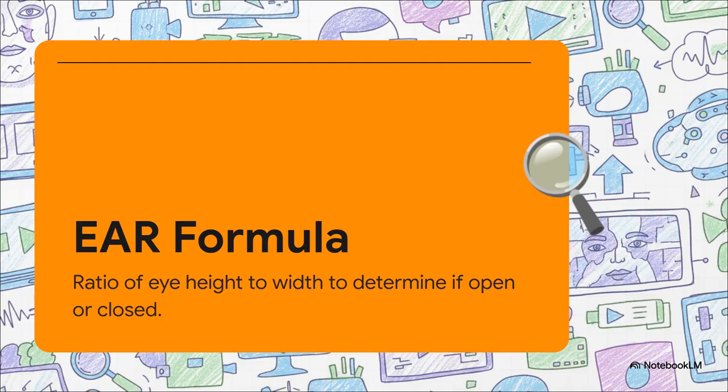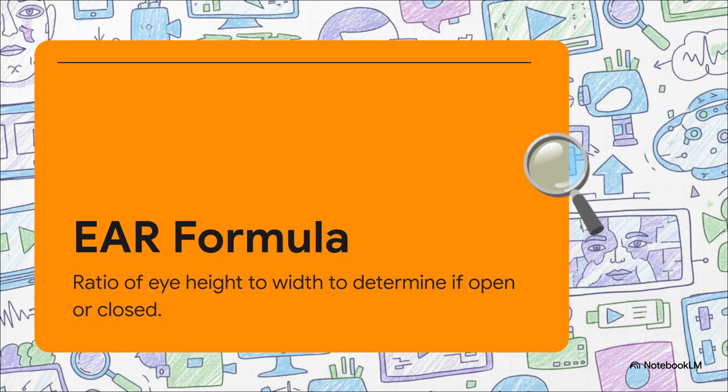The background is rock solid and the teeth are picture perfect. That brings us to biological liveness verification. Turns out AI struggles deeply with the unconscious physiological actions of humans. To detect this, forensic researchers use something called the EAR formula, which stands for eye aspect ratio.